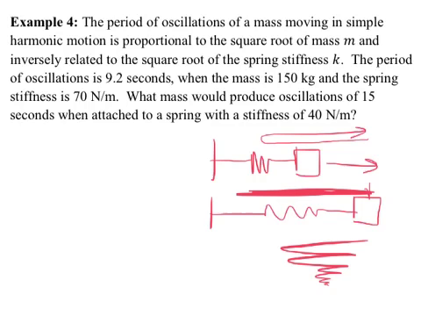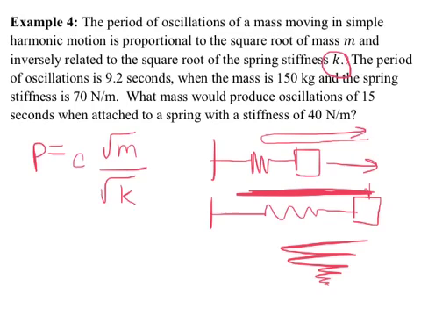For this problem it says the period of oscillations of a mass moving in simple harmonic motion is proportional to the square root of the mass m, and inversely related to the square root of the spring stiffness K. If we're using K for spring stiffness, instead of using K for our constant of variation, let's use another letter like C, just for this problem, so we don't confuse K and C. It's up to you to decide whatever letter you'd like.